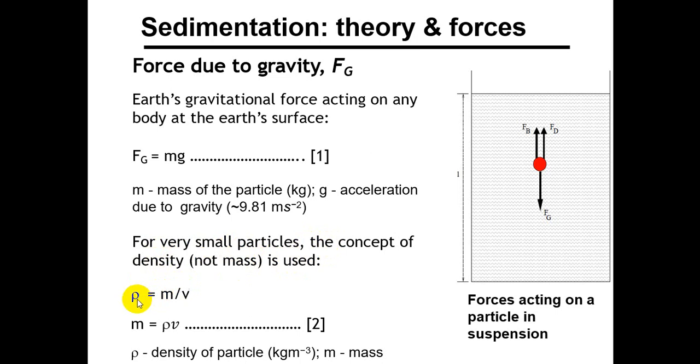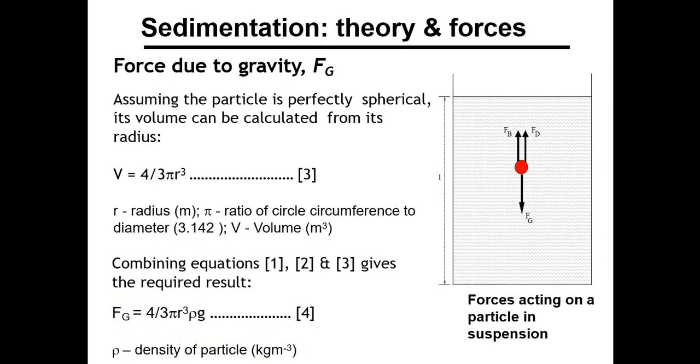And we know that density is defined as mass over volume. When we make mass the subject, volume will multiply the density, so that mass is equal to volume times density. So rho is for density. Let's go. So, force due to gravity.